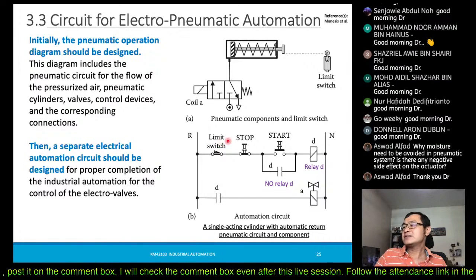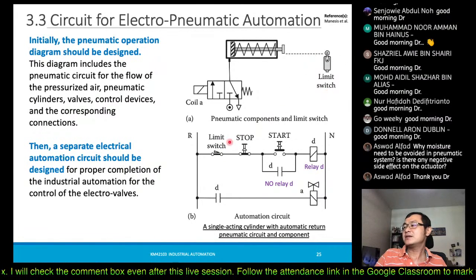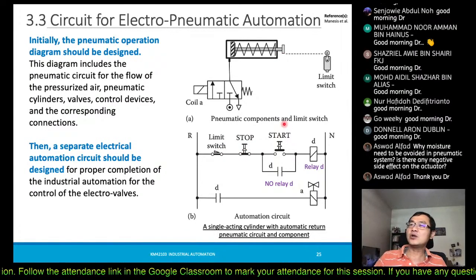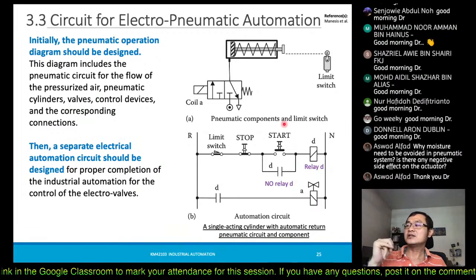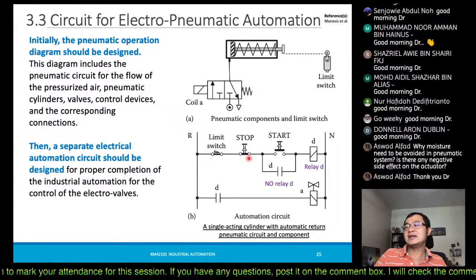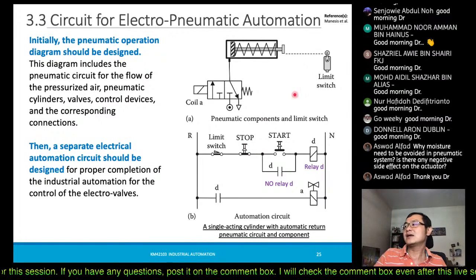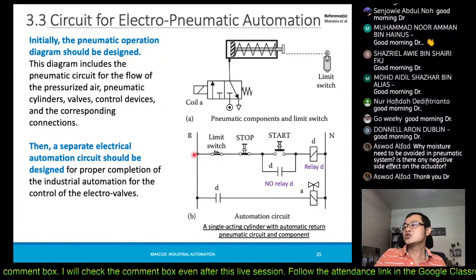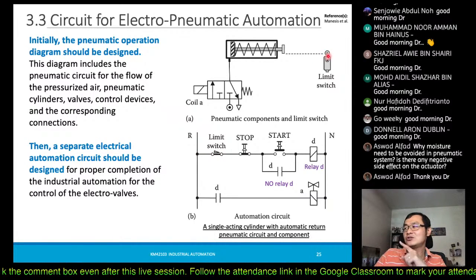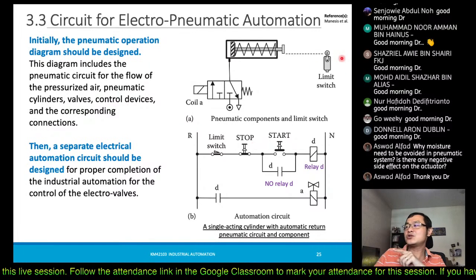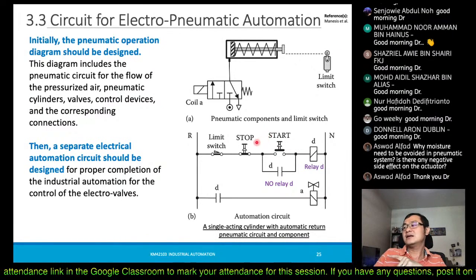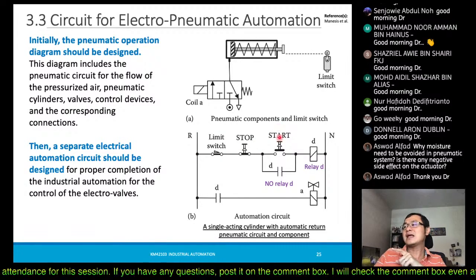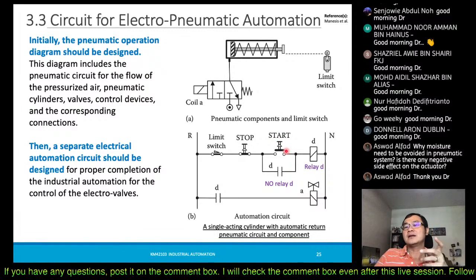Here there is a limit switch represented, and then there is a stop button. If in an emergency, you may want to press the stop button. Normally this stop button is closing the circuit, and the same with the limit switch, it normally closes the circuit. So when these two are not touched and the stop button is at its normal position, it will operate. But then there is a start button, and this start button is always open.